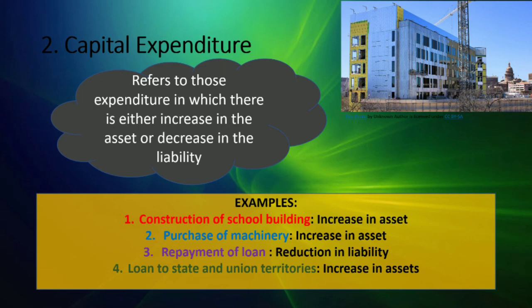Fourth one, loan to state and union territories. When the government of India, the central government, gives loan to state and union territories, they make them their debtors, right? So state and union territories will become debtors to the central government. So debtors will be the asset for the government, and an increase in the debtors means increase in the asset of the government. So by providing loan, by doing this expenditure, the government is able to make the debtors an asset for them.